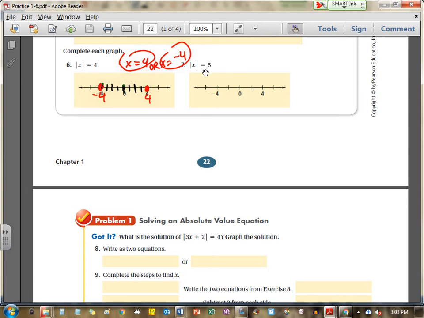Okay, let's look at this next one. This one you can just learn by thinking about number 6. If plus or minus 4 are both good answers to number 6, then obviously plus or minus 5 are good answers to number 7. Okay, so that one says x is equal to 5 or x is equal to negative 5. All right, that's kind of a fun one.